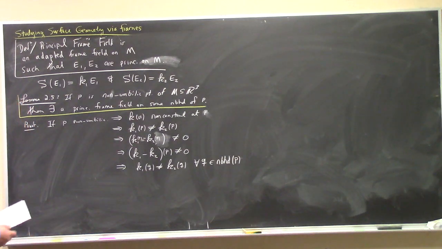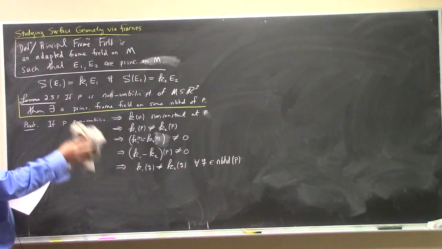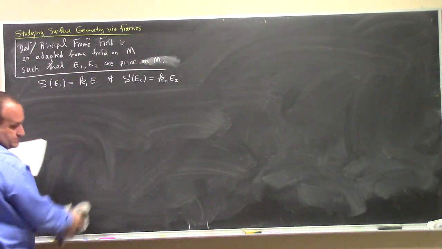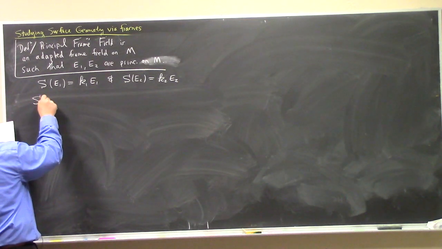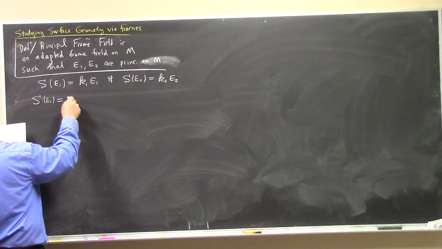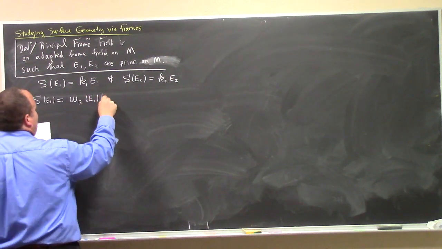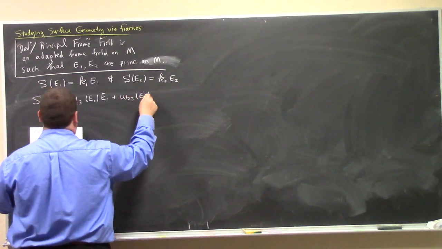So what can we say in this very special context? What do we get to say about the connection coefficients? I'm going to erase this here because I think we're done with this. So S of E1 is also equal to what? Remember we had omega 1, 3 of E1, E1... I told you I shouldn't have erased it. I can't win. Omega 2, 3 of E1, E2.